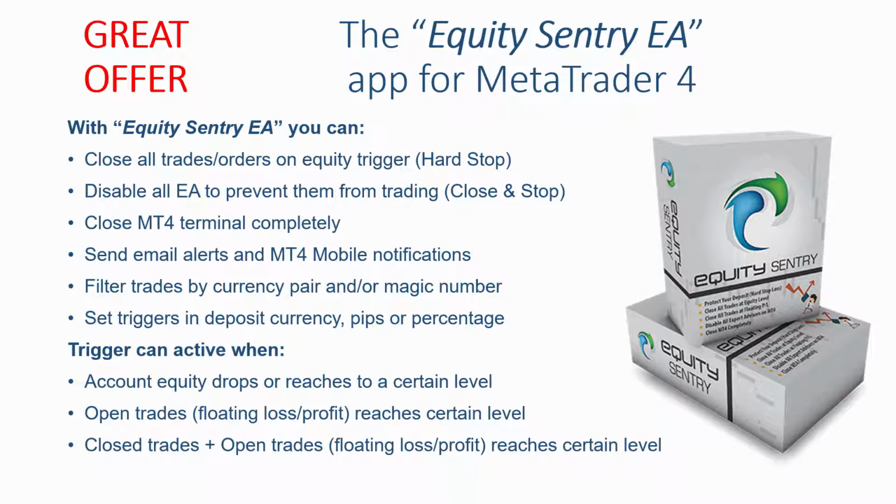And you can also set a trigger when floating loss and profit reach a certain level. You can even have a trigger that takes closed trades from your trading history, so closed trades plus open trades' floating loss reach a certain level. This means if you have a history of trades for the last week or month, or you can set the day specifically, you can take that into account while calculating the level at which you want to close all the trades. So that's really very useful in basically every trading strategy you might use.